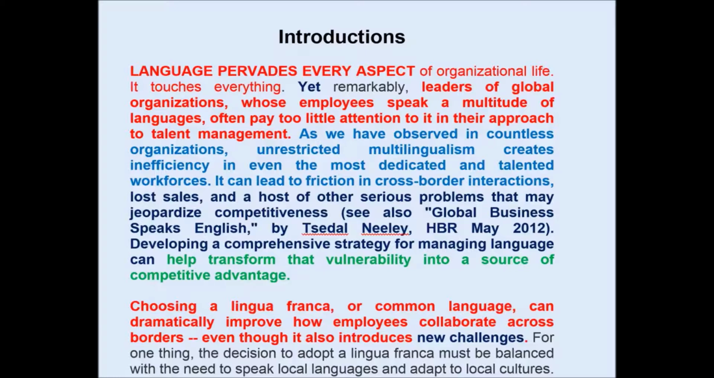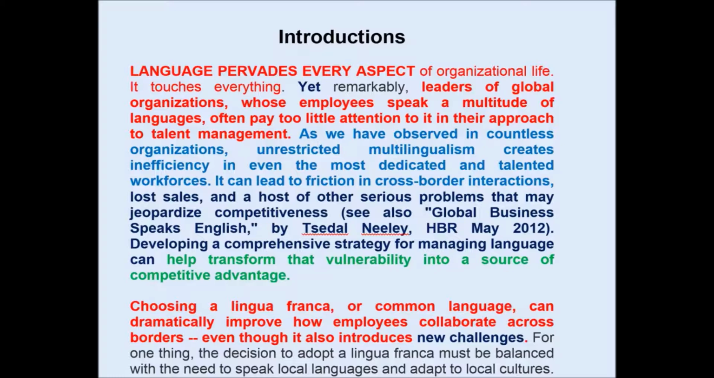The next sentence begins with the word yet, which introduces a contradiction. And a contradiction is between the goal, which seems here to be something about the way language functions. Remarkably, leaders of global organizations whose employees speak a multitude of languages often pay too little attention to it. So again, it's addressed to leaders. And what's the contradiction? That it's very important, but they don't pay much attention to it.